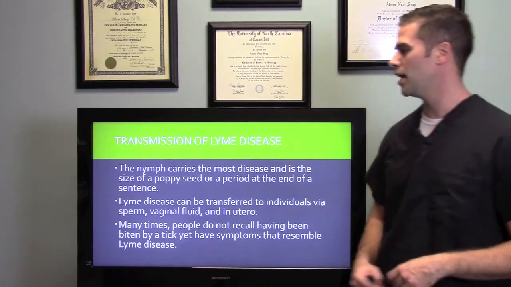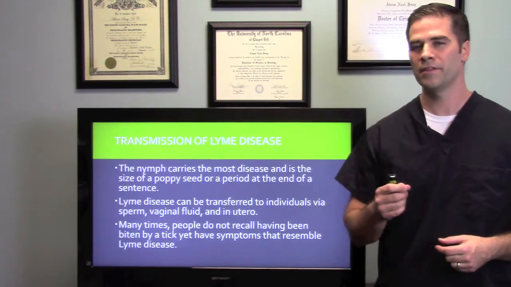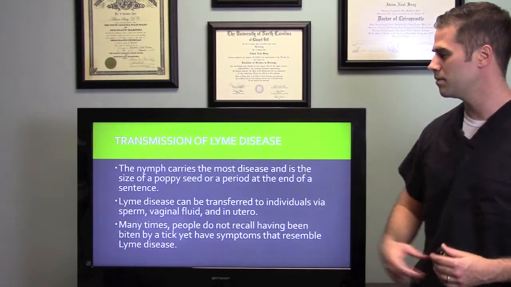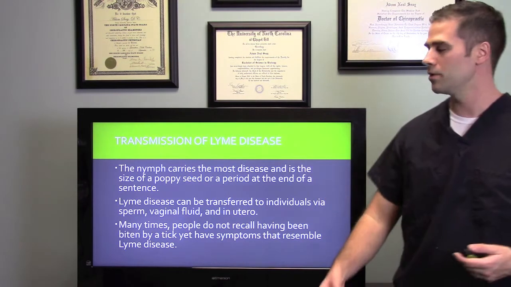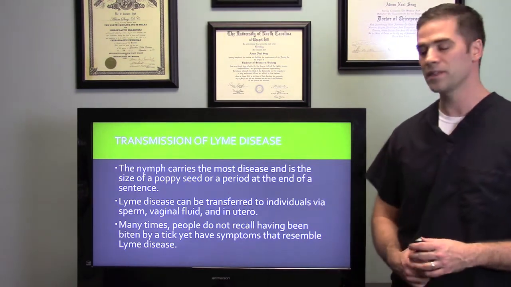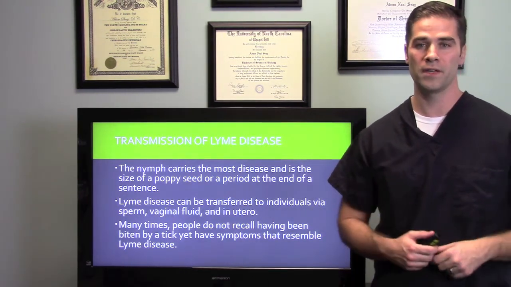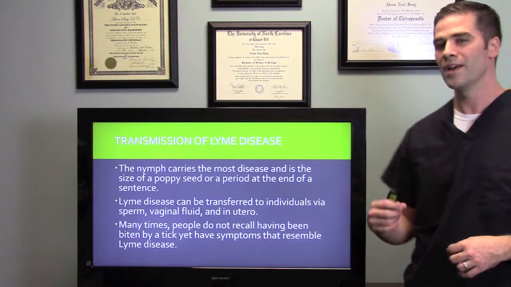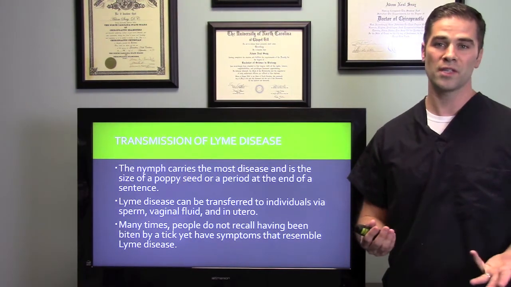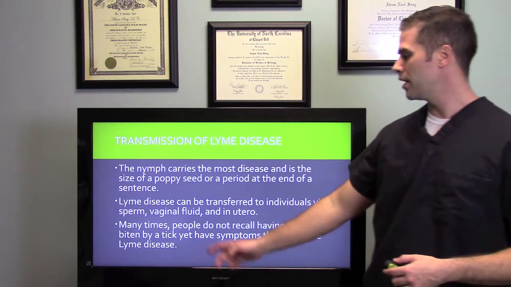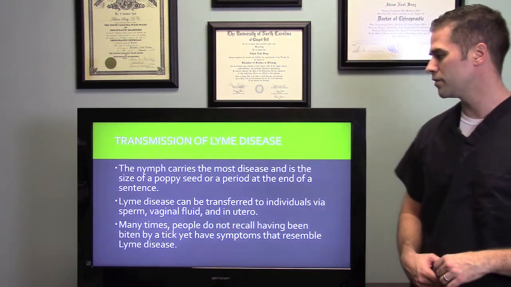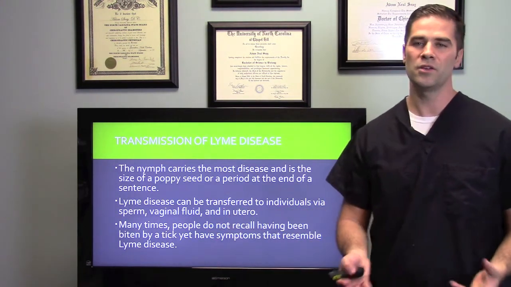The transmission of Lyme disease is typically done by the nymph, and the nymph is the smallest stage that carries it. It carries the most, and is about the size of a poppy seed or a period at the end of a sentence. So this is one that a lot of times goes undetected or looks just like a little mole that you have. Lyme disease can be transferred to individuals via sperm, vaginal fluid, and in utero.